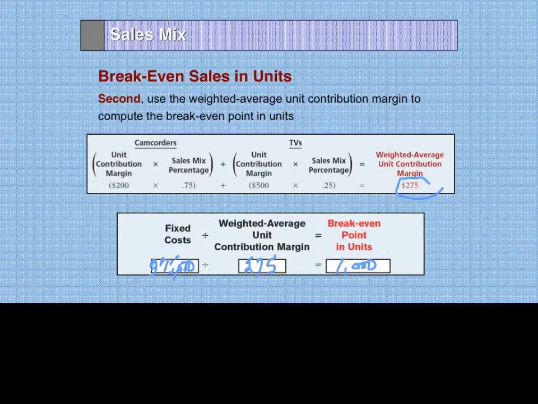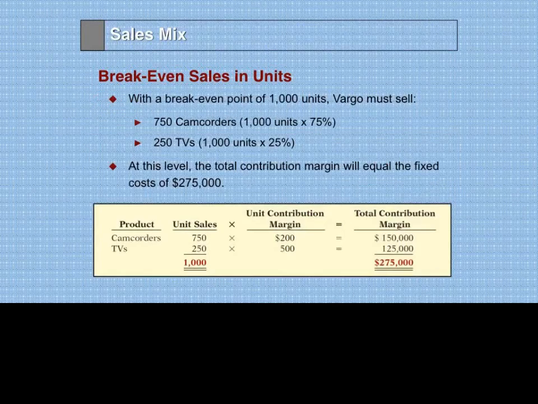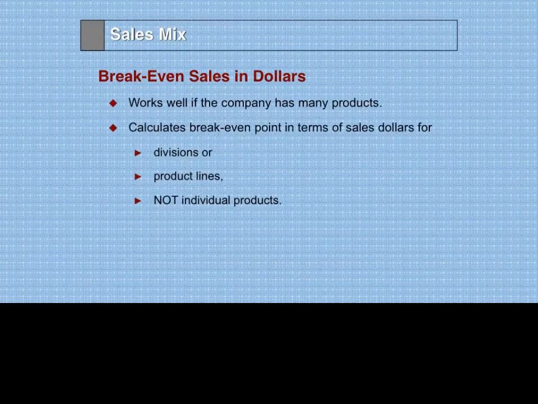Now that's 1,000 units total, and we assume the same mix, so we break it down so that 75%, or 750, would be camcorders, at a total contribution margin of 150,000. 250 of the 1,000 would be televisions, with a total contribution margin of 125,000. So you see the total contribution margin at this sales level with this mix is exactly equal to fixed costs, which is my break-even.